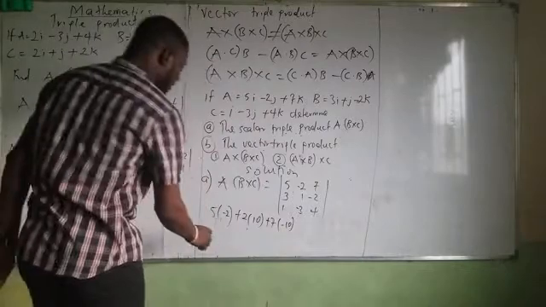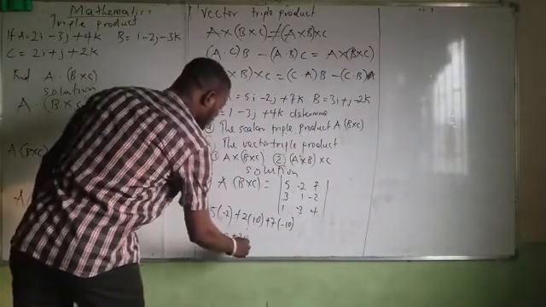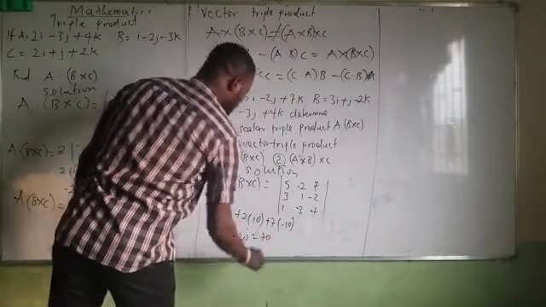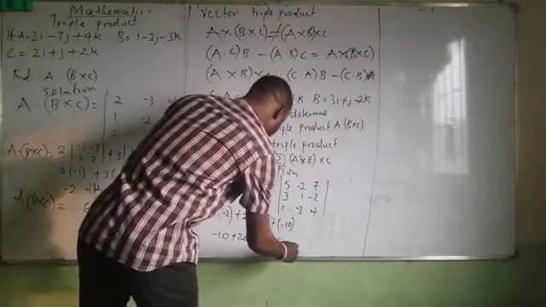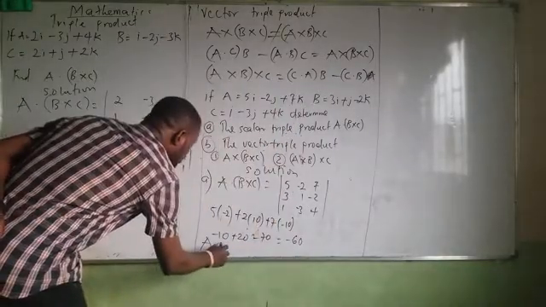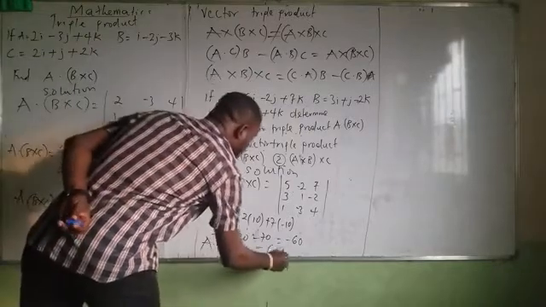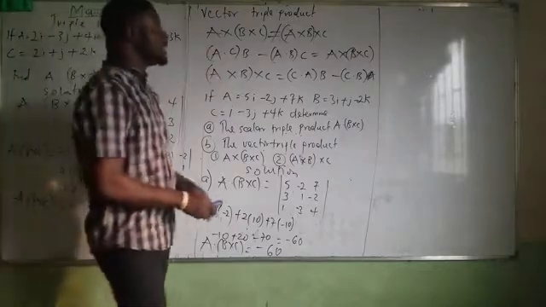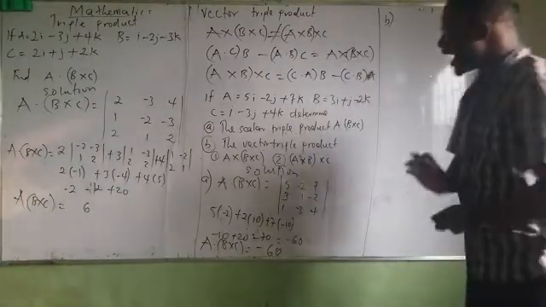Now, I'll be having 10 minus 10, this one will be plus 20, and this one will be minus 70. Now, I'll be having 80 and 60, I'll be having minus 60. That is my what? It means A dot B cross C will be equal to minus 60. Now, that is why it's called triple product. Now, the next one that I'm asked to find, which is going to be my B. How do I do my B?